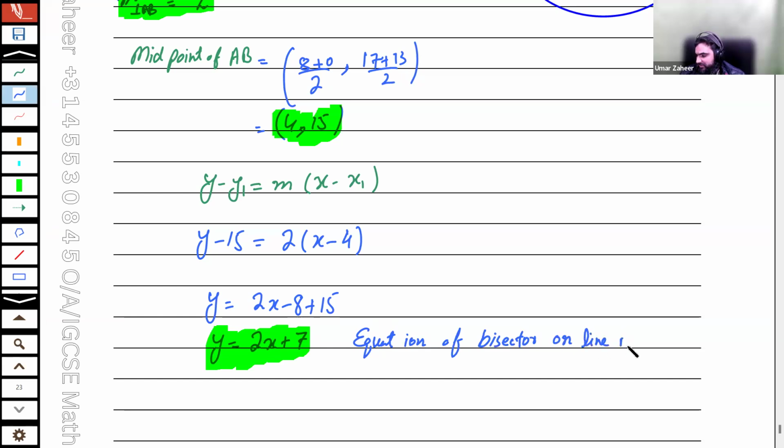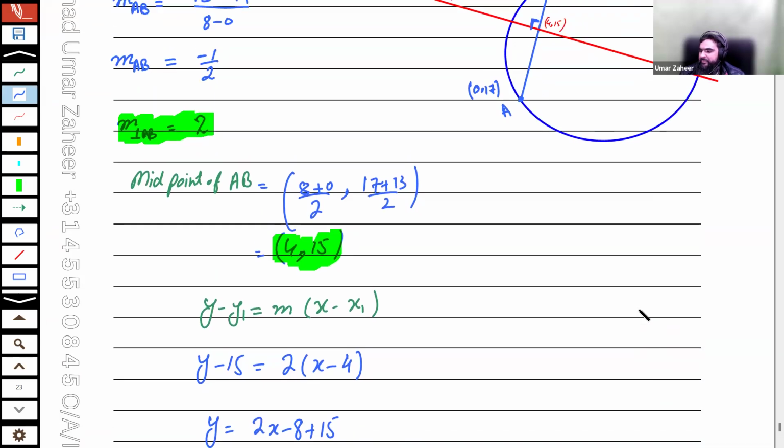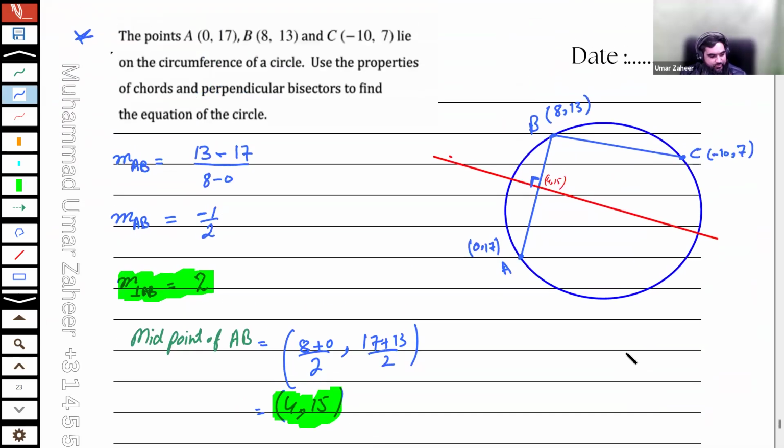On line AB. Okay, in the same way, you can take BC and draw the perpendicular bisector, or you can take AC and draw the perpendicular bisector. It's your choice. I'm taking BC. Now my focus is to find the equation of the perpendicular bisector line on BC. So first of all, I'm going to find the gradient of BC.